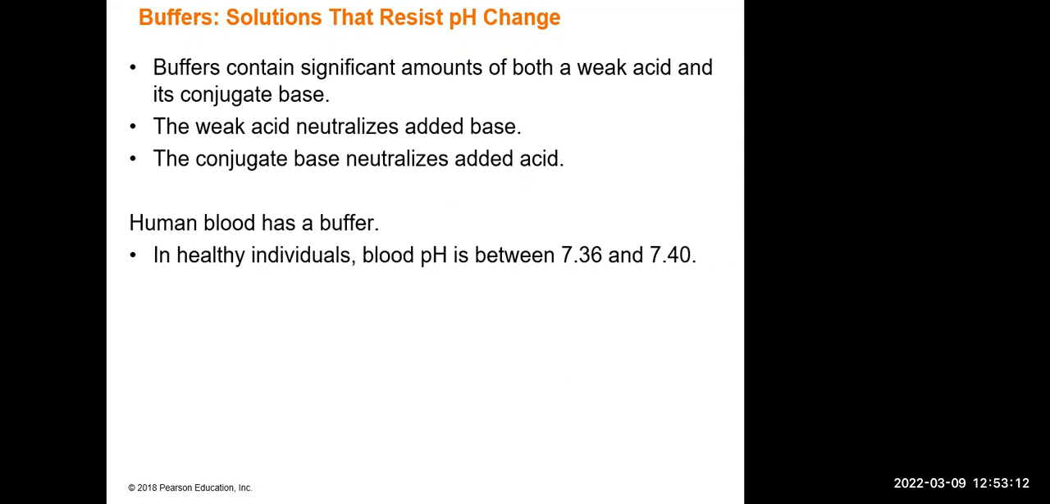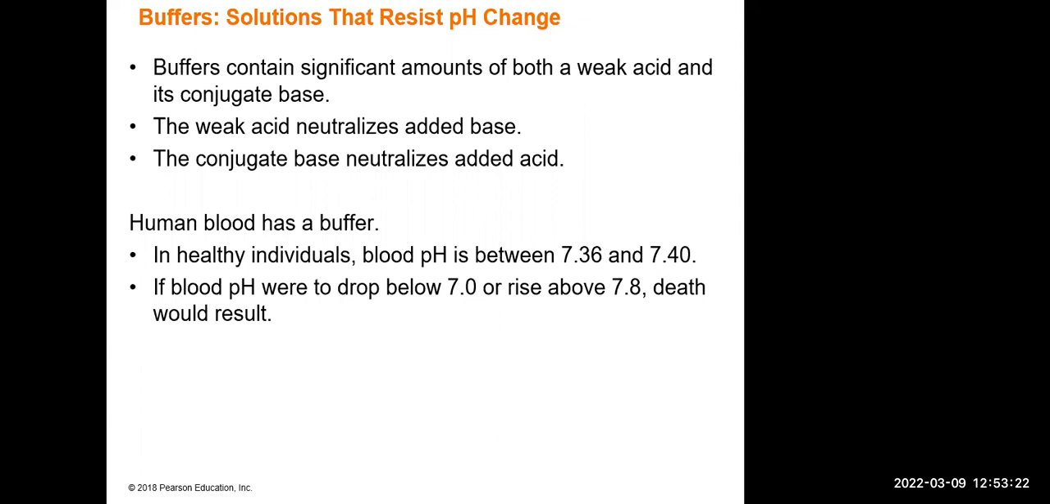In a healthy individual, the blood pH is between 7.36 and 7.40. It's a very narrow range for the pH. So therefore, we need a buffer in the human body. There are a few buffers. One of them is the carbonic acid and bicarbonate. There are also others like hemoglobin and so on. So if the blood pH would drop below 7.0 or rise above 7.8, that will be fatal.